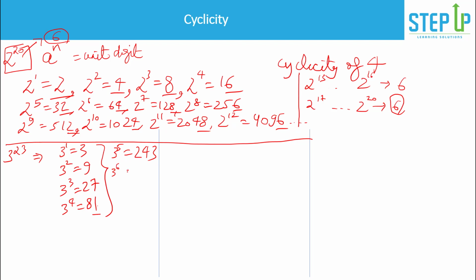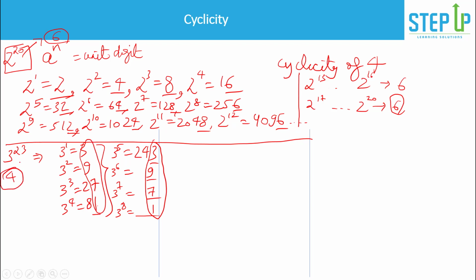And obviously, you're doing again multiplication by 3. 3 to the power 6 again would be what? 3 into 3, that means it would be 9. This would be 3, 9. Again 3 to the power 7, this would be 9 into 3, that means 27, so 7. 3 to the power 8 again would be whatever number, but 7 into 3, 21. That means 3, 9, 7, 1. And here also, if you notice, 3, 9, 7, 1. That means here also for 3, cyclicity is of 4.